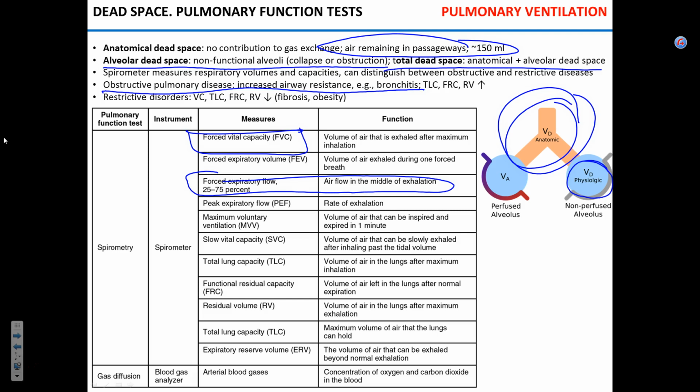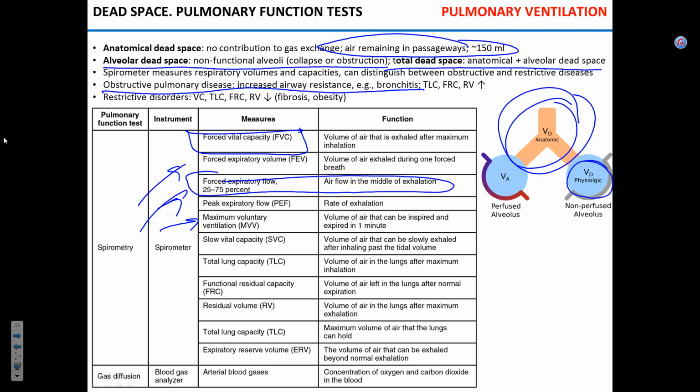So, parameters like forced expiratory volume, forced expiratory flow, maximum voluntary ventilation, will be significantly decreased in patients with obstructive disease, because they can't exhale or inhale as fast as healthy people. You see what I'm saying? Do you understand that?